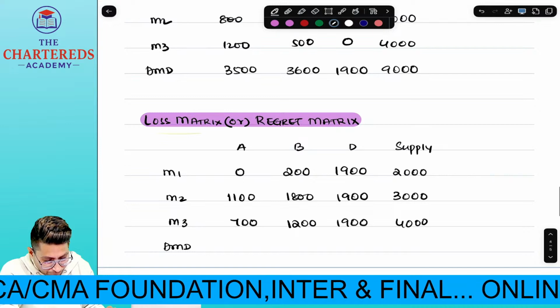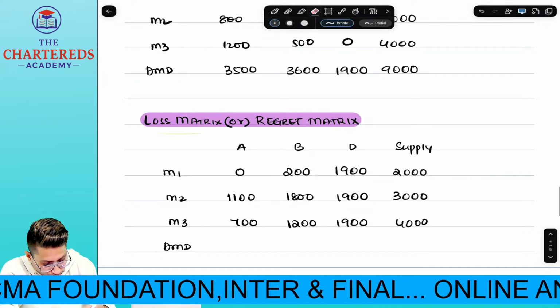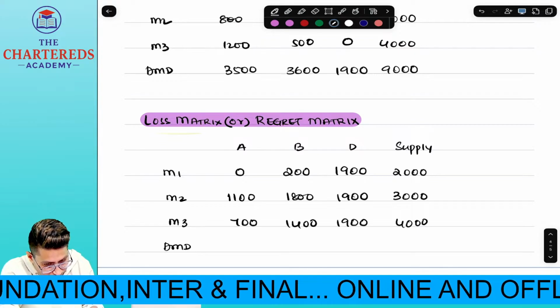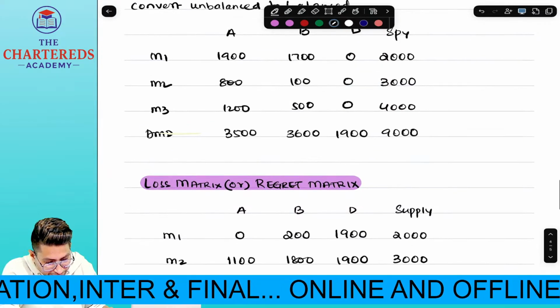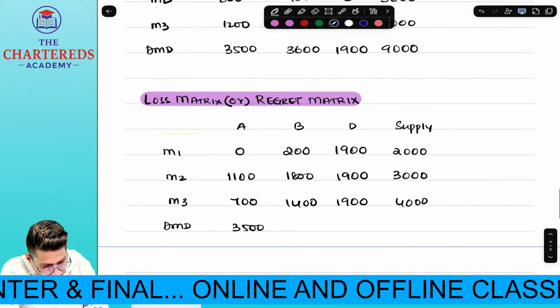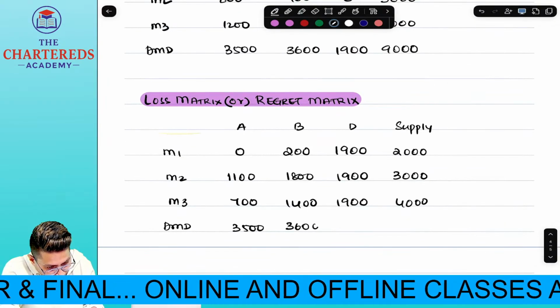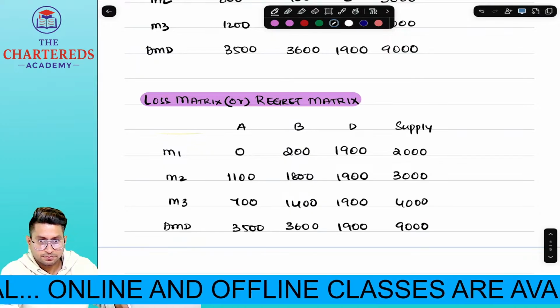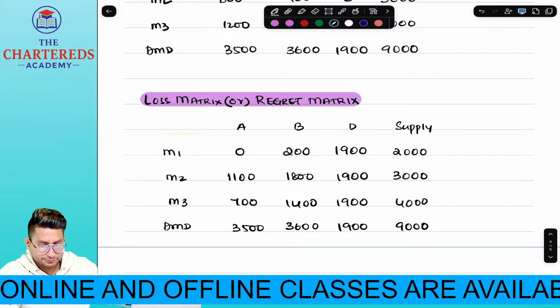M3. This one is 1400. Okay. 1900 minus 500. Okay, sorry. Here it will be 3500, then 3600, then 1900, 9000. Clear? Done noting down till here?